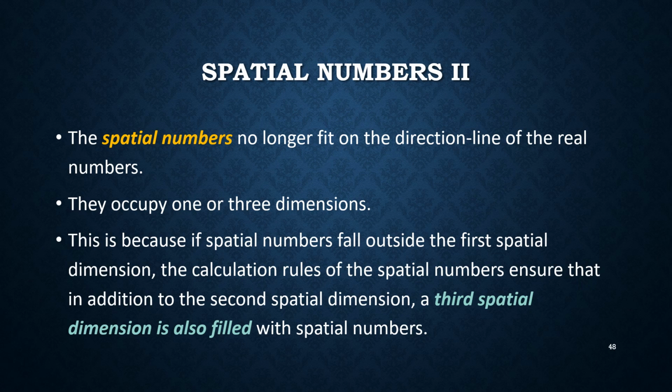The spatial numbers no longer fit on the direction line of the real numbers. They occupy 1 or 3 dimensions. This is because if spatial numbers fall outside the first spatial dimension, the calculation rules of the spatial numbers ensure that in addition to the second spatial dimension, a third spatial dimension is also filled with spatial numbers.